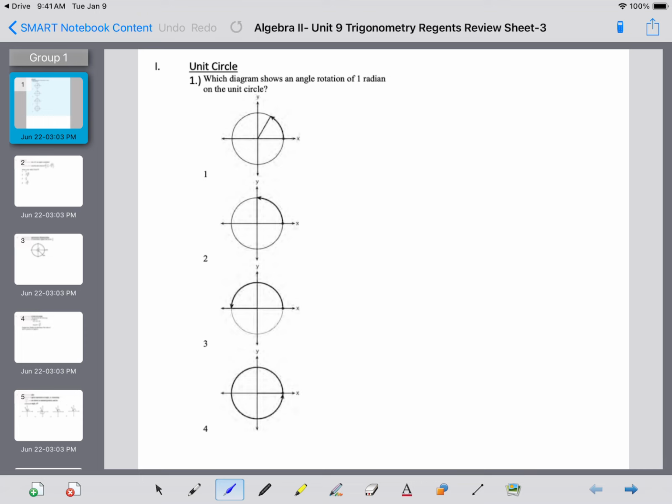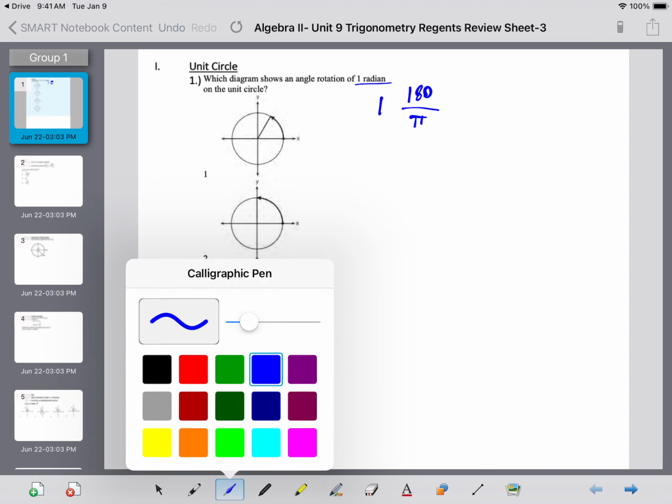Which diagram below shows an angle rotation of 1 radian? So we know how to convert from radians to degrees. Typically radians have pi in them, and you want to get rid of pi, so you're going to be multiplying by something with pi in the denominator. If you memorize that formula, or look at the Regents reference sheet, it's 180 over pi. So you're multiplying 1 radian by 180 degrees over pi radians.